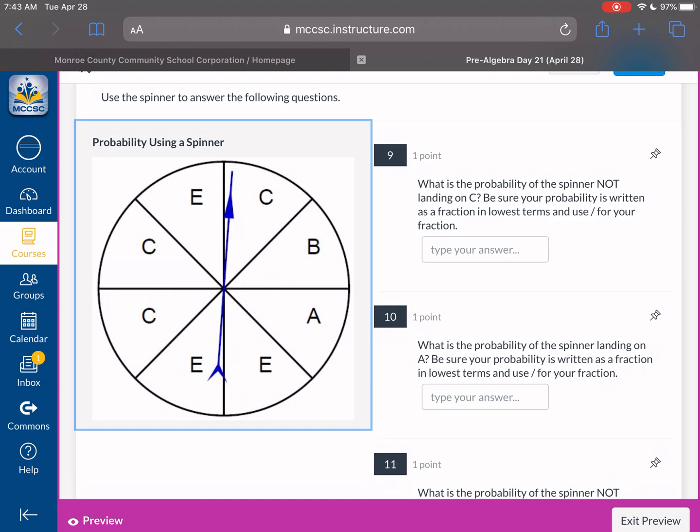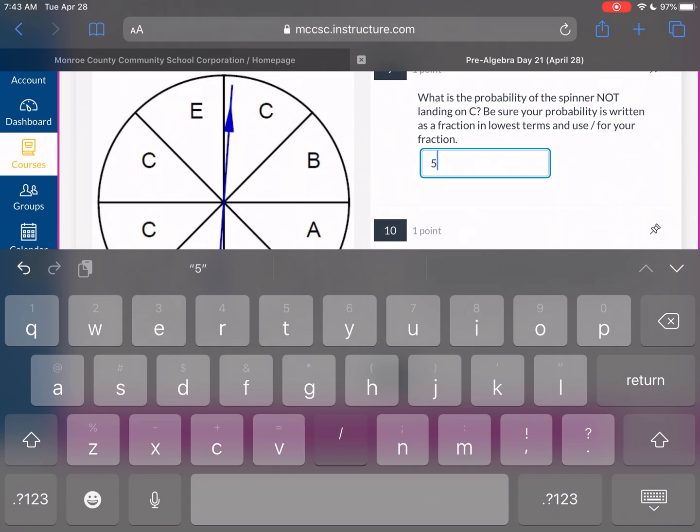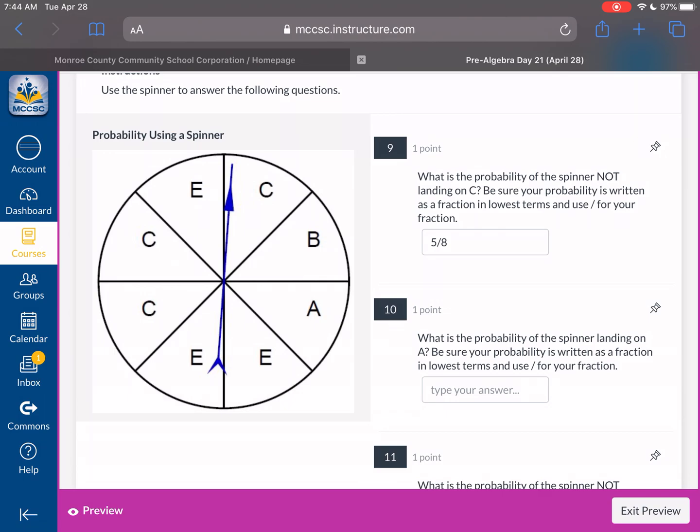Now we have to think, how many sections are not C? We have 1, 2, 3, 4, 5. You couldn't see where I was pointing. So it'd be 5 out of the total 8 sections. That's what I'm going to type. 5 out of 8. And it's simplified, so I'm good.